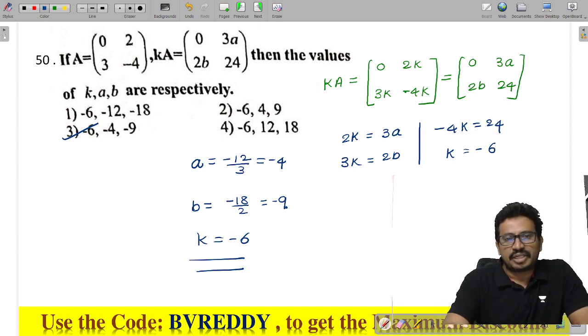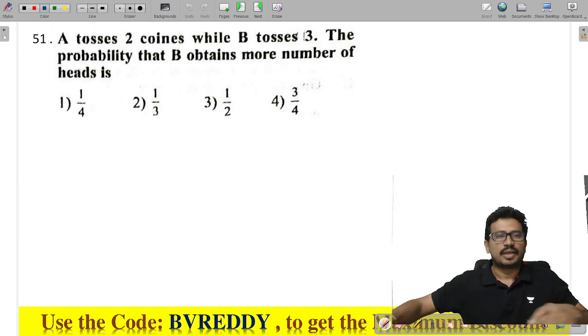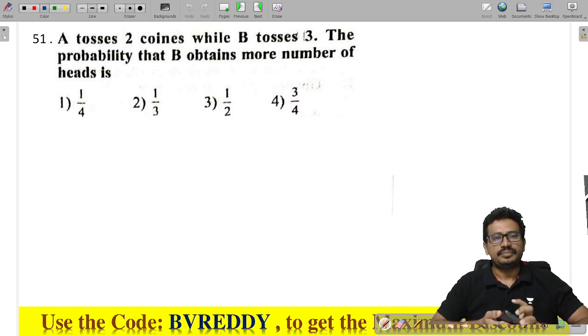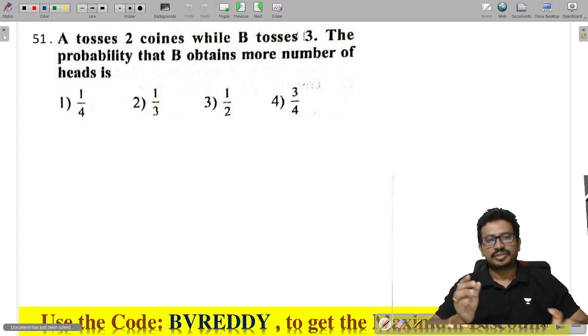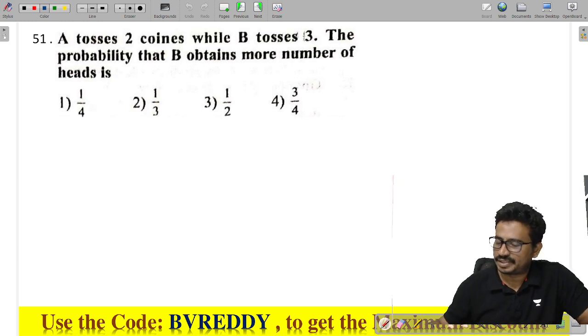These are the linear algebra problems. And now let's move to the probability problems. Take this problem. A tosses 2 coins, B tosses 3 coins. The probability that B should get more number of heads.